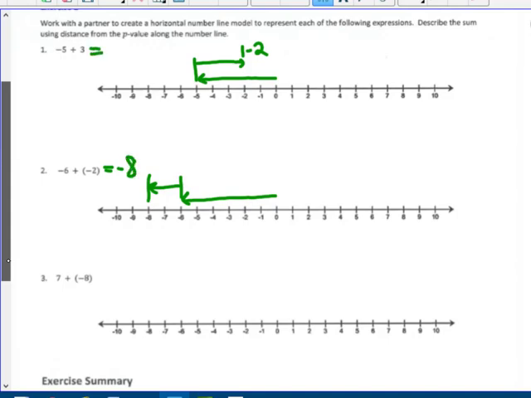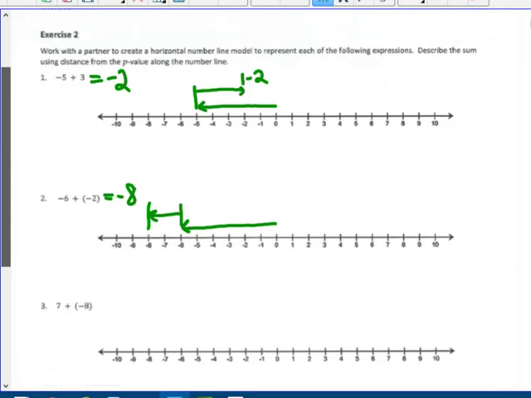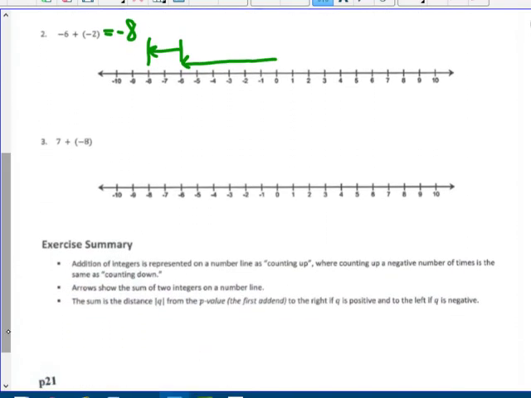Now 7, positive 7 plus negative 8. Positive 7, I'm going to go to the right, plus negative 8: 1, 2, 3, 4, 5, 6, 7. That's opposites, which will get me to 0. And one more, negative 8. This will give me a sum of negative 1.